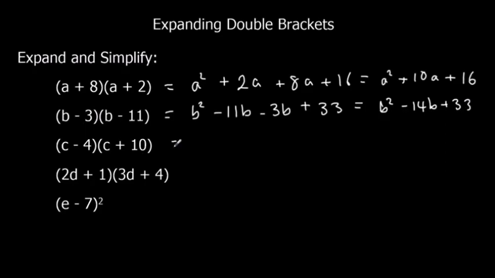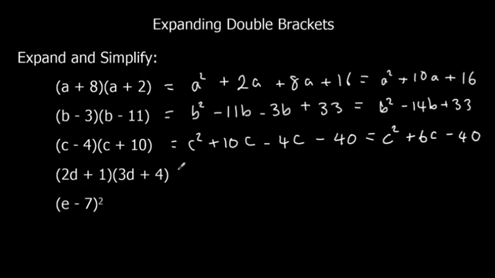C times c is c squared. C times 10 is 10c. Minus 4 times c is minus 4c. And minus 4 times positive 10 is minus 14. 10c minus 4c is 6c. So the final answer, c squared plus 6c minus 14.